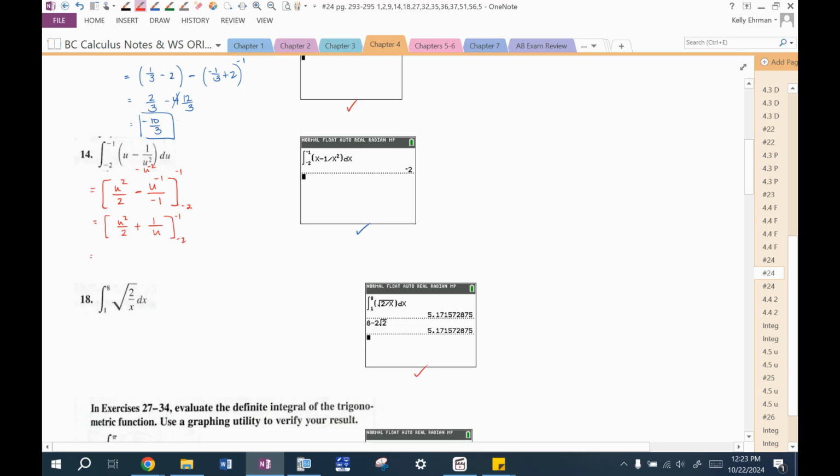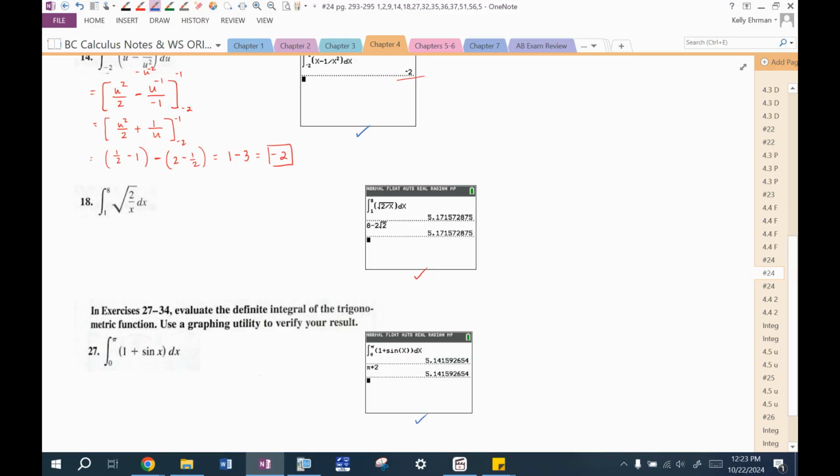All right, and then remember you're plugging in the top number first. So negative 1 squared is 1/2, plus 1 over negative 1, so minus 1, minus, plug in negative 2, you get 4 over 2, which is 2, and then plus 1 over negative 2, minus 1/2. So again, I'm going to do like terms. 1/2 plus 1/2 is 1. Negative 1 minus 2 is negative 3. So I'm getting negative 2. And if I check this on my calculator, I also got a result of -2.